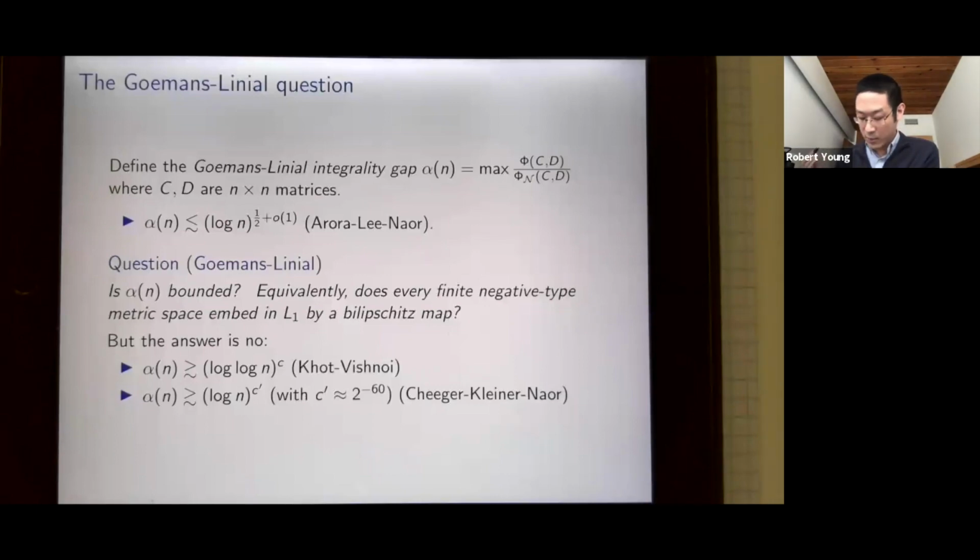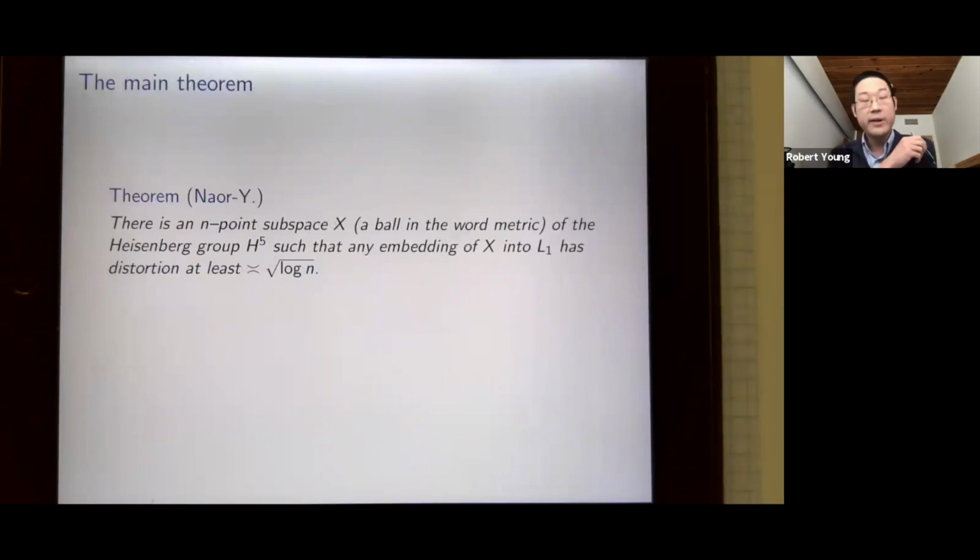And then more recently, Assaf Naor and I have found the sharp exponent here, and have shown that 1/2 is actually sharp. We showed that there is an endpoint subspace X of the Heisenberg group H5, such that any embedding of X into L1 has distortion at least on the order of root log n, and therefore that the integrality gap of the Goemans-Williamson relaxation is at least on the order of root log n. Is it okay so far? So this is the computer science background. This is the problem that got us interested in looking at embeddings of the Heisenberg group in L1.